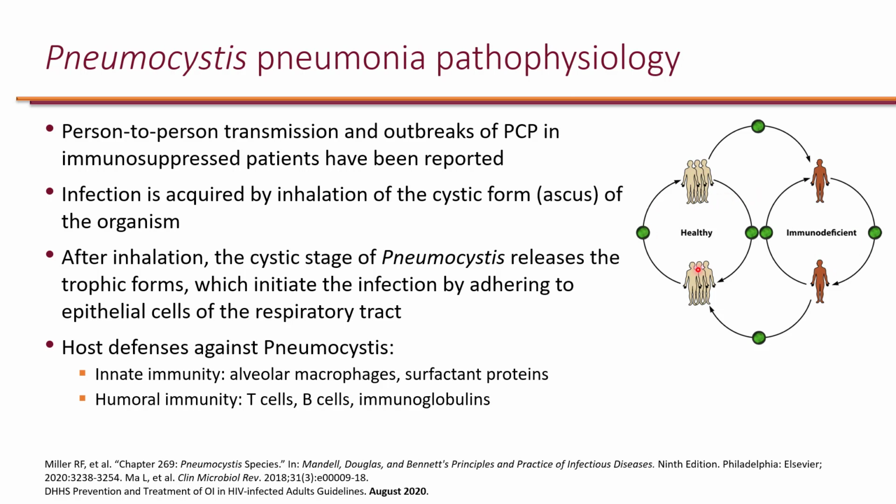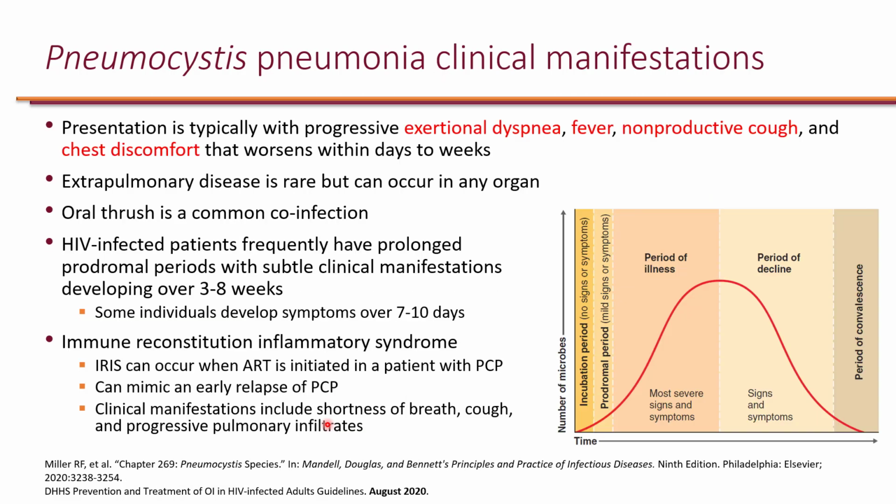Now, when it comes to the host defenses, there is innate immunity, so alveolar macrophages as well as surfactant proteins protect individuals from this organism, as well as humoral immunity. So T cells, B cells, and immunoglobulins from the B cells are involved, which explains why patients with compromised T cells are at increased risk of getting PCP.